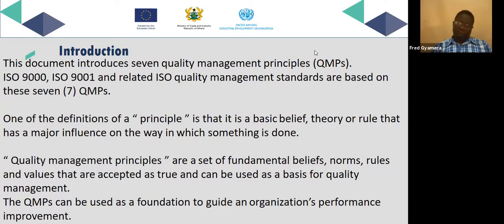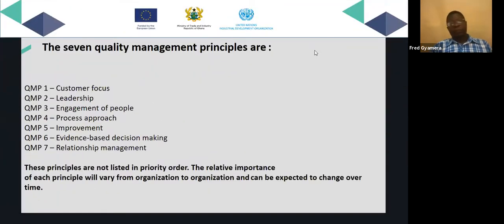The quality management principles can be used as a foundation to guide you in your performance improvement. So if your performance is just about 40% as of today, after going through this discussion, you should be able to improve it to about 60 or 70%. And you cannot do it by magic. You can only do it by applying these rules, the basic guides that will influence the way you do things. There used to be 8 principles, but they've revised it to 7. I believe most of you have heard these principles in your management studies or whatever. It's evidence-based decision making.